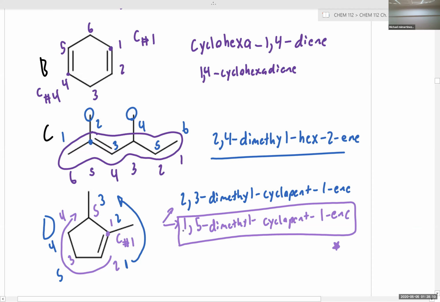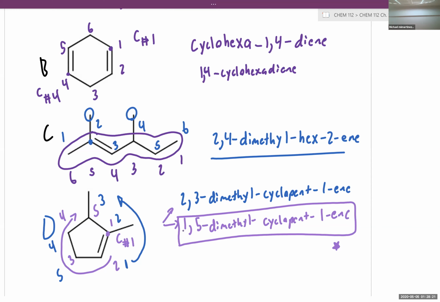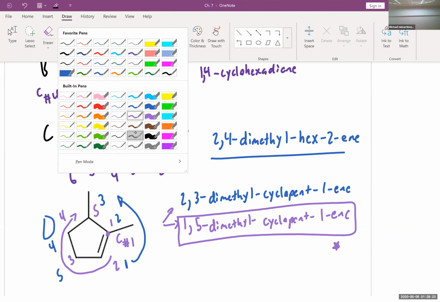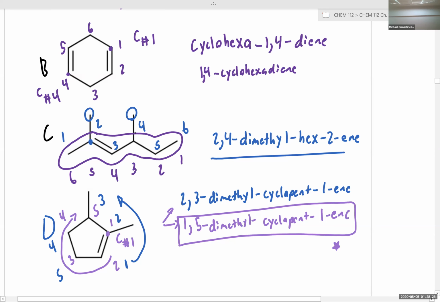Does that make sense to everyone? Any questions on this example? And just as a reminder, if you have Marvin Sketch, you can draw whatever structure you want and try naming it. Marvin Sketch will actually provide you the name for any molecule you put in, including stereochemistry naming. And we'll talk about that actually right now.